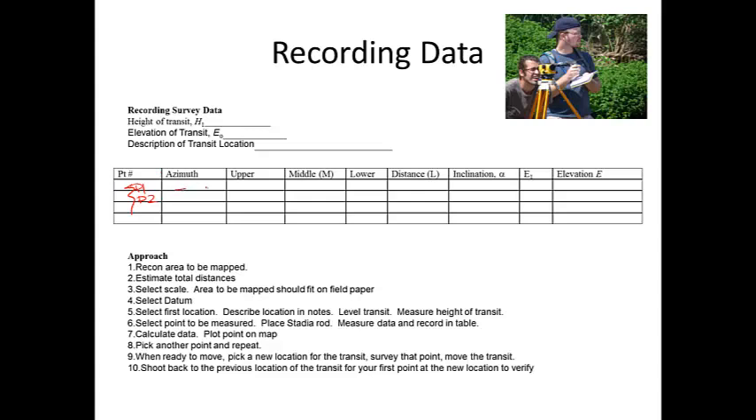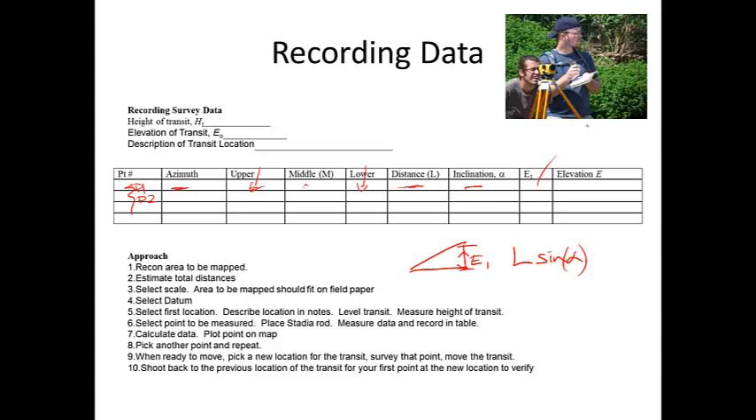And then the azimuth, this is from the transit. These are from sighting to the Stadia rod. The middle intersection, these are the upper and lower tick marks. Then the distance, this will be the upper minus the lower times 100. Write that in there. And then the inclination, and this will be measured from the transit. And then E1, there's E1. So we said that was L sine of alpha. So I'd write that in there.